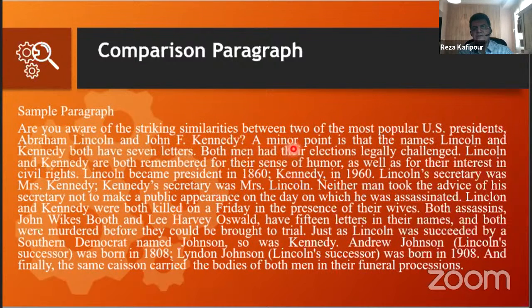So the first sentence here is, let's say, major supporting sentence number 1. So we say a minor point is that the names Lincoln and Kennedy both have 7 letters. So as you see, it is one of the structures we discussed, using and both. So the first major supporting sentence is formulated by the structure and both. We said the names Lincoln and Kennedy both have 7 letters. The first similarity.